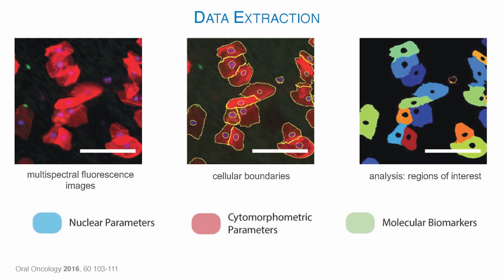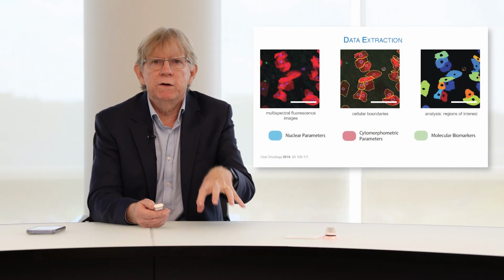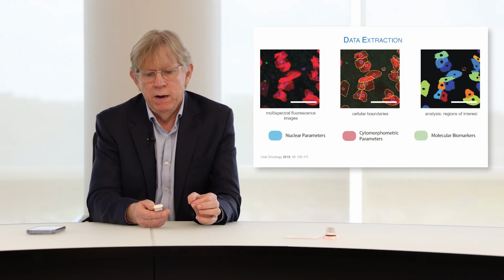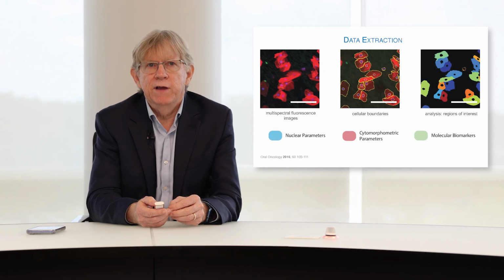With the stained cells, we then do data extraction. We have multispectral fluorescence in these 3 different colors. We begin with that combined image in 3 colors. We then define the cellular boundaries, which hits the cytoplasm, the nucleus, and creates different compartments in the cells. And then we analyze these areas of interest, bringing into play nuclear, cytoplasm, and molecular biomarker parameters to give us information about what's happening in these cells.